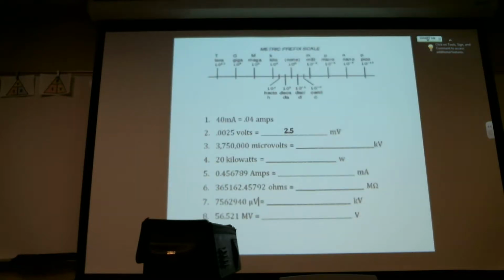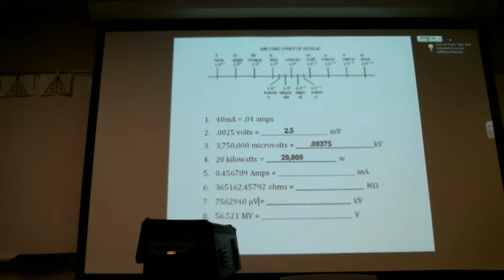Okay, and then I had some examples to go through again for metric notation. 0.0025 volts is 2.5 millivolts. Again, in metric notation, I want to see between 1 and 999 to the left of the decimal. So 3 microvolts. Okay, so that's 0.00375 kilovolts. I won't do this to you. You'll either go from the base to the nano or the pico, or from the nano or the pico back to the base.